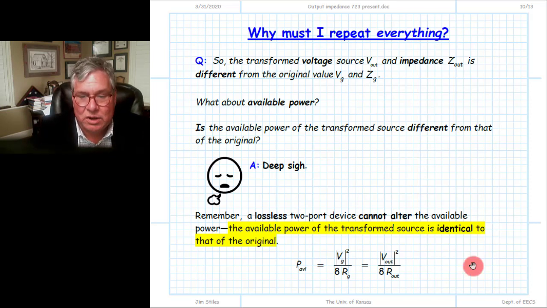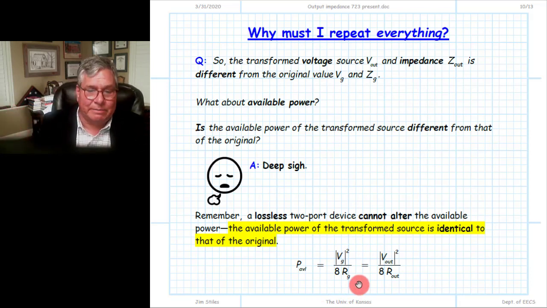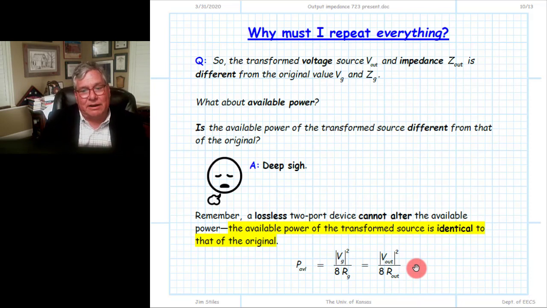Since we have a lossless two-port device, the available power of the original source and the transformed source must be identical. And so we can take the available power of the original source, and we know that equals the magnitude squared of VG divided by 8RG, and we can take the available power of the transformed source, that being the magnitude squared of V out divided by 8 times R out, the real part of Z out, and we find that those two values must be equal to each other. This is an invariant statement, a statement that whatever we do with the transformation using a lossless two-port device, these values must remain equal to each other.